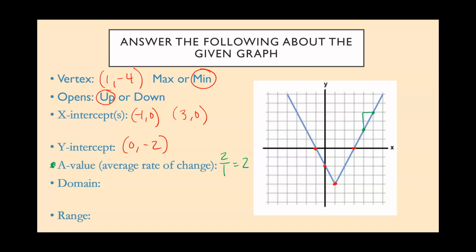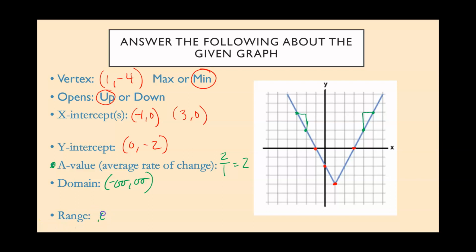Like I said, you could pick another 2 points. I could come over here and pick these 2 points, and I rose 2 over 1, so same thing. All right, domain. I told you domain for an absolute value is always going to be negative infinity to positive infinity. Now your range is how low do you go?